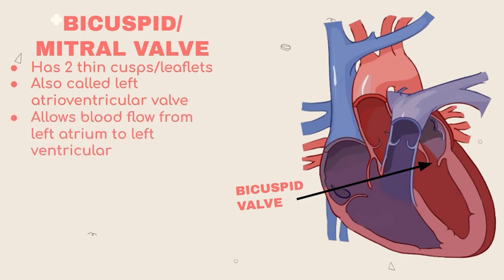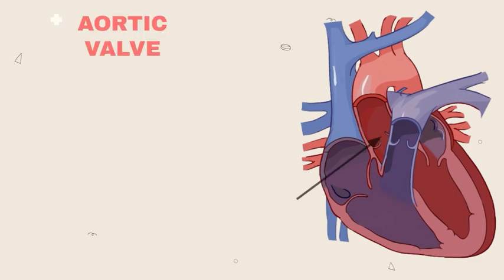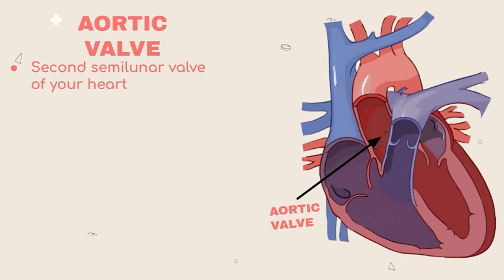This valve allows blood to flow from the left atrium to the left ventricle. The last of these valves is the aortic valve. It is the second semilunar valve, and it connects the left ventricle to the aorta.